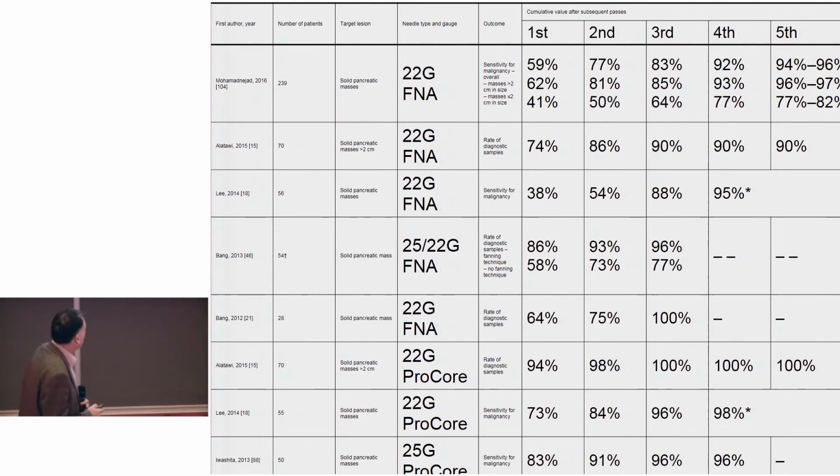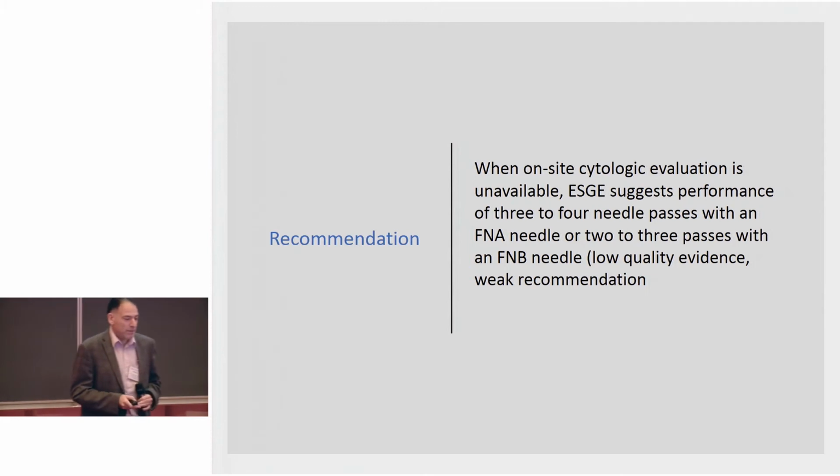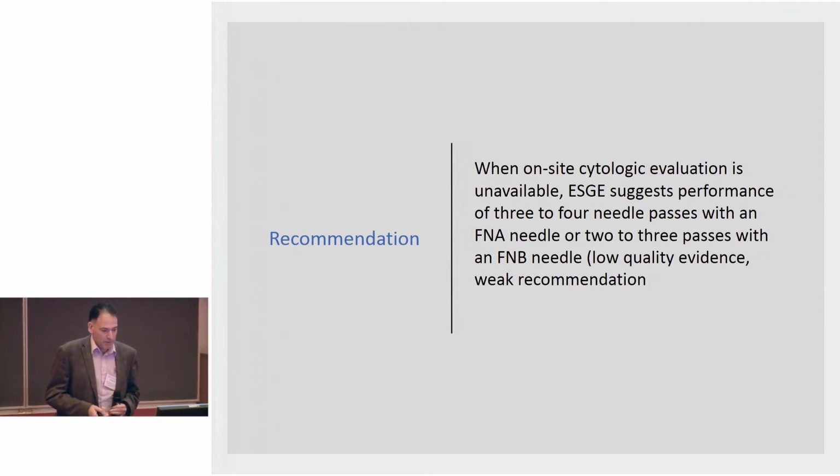This is just a summary of the different needles. Again, you've seen this already. Just showing that with the FNB type needles, ProCore particularly, with around the second or third pass, you've already reached a very good sensitivity. With the FNA needles, around the fourth pass, you start reaching your sort of 90% sensitivity in many studies. So again, we've been through this in a previous talk. So 3 to 4 needle passes with an FNA needle are generally sufficient, and 2 to 3 passes with an FNB needle.